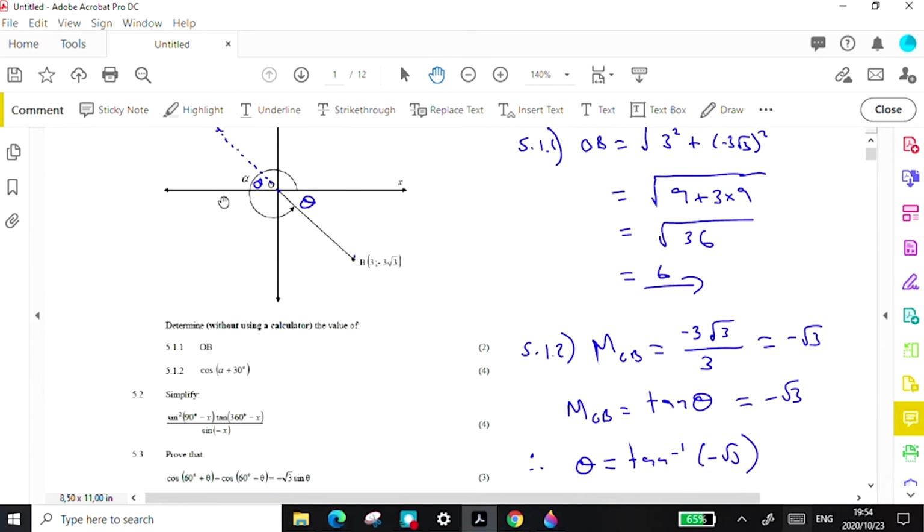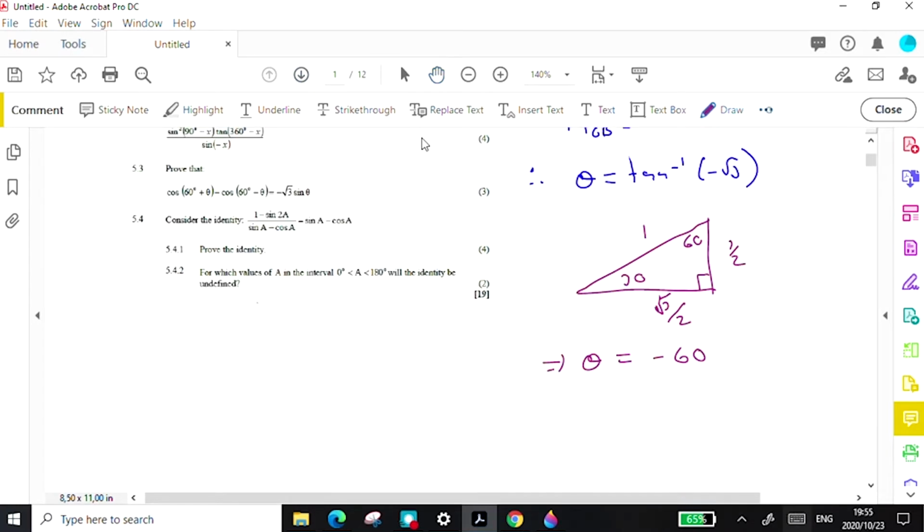So theta is equal to negative 60 degrees if we're moving clockwise. If we're moving anti-clockwise, then theta must be equal to alpha, which is equal to 360 minus this 60, which is 300. So alpha is equal to 300.